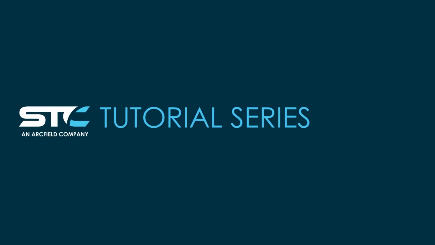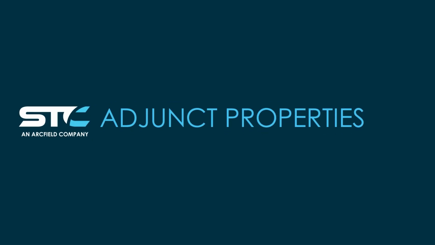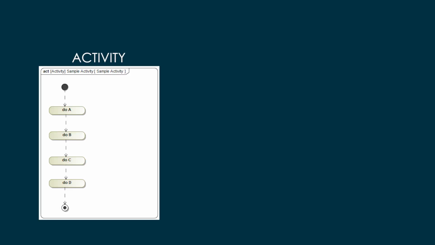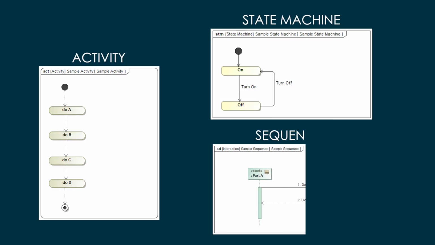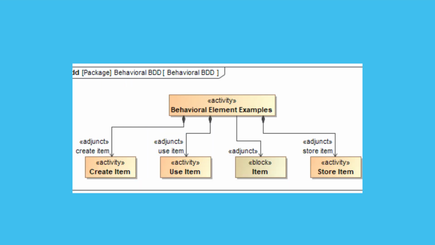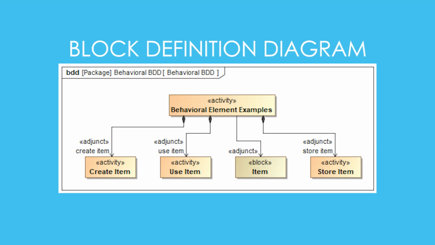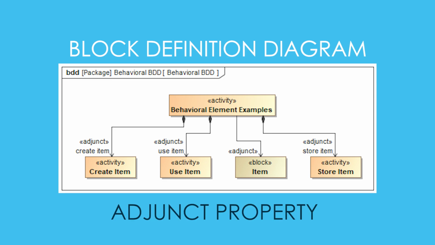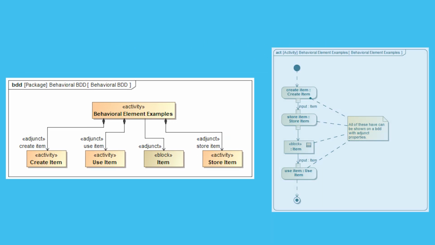For behavioral modeling, in SysML, we typically model behaviors using diagrams such as activity diagrams, state machine diagrams, and sequence diagrams. But did you know we can view these behaviors on a block definition diagram? Well, you can. And you can take advantage of something called the adjunct property. And it can even synchronize what you see on the BDD with a behavioral diagram like an activity diagram.